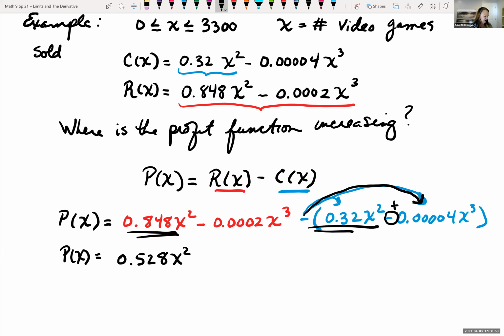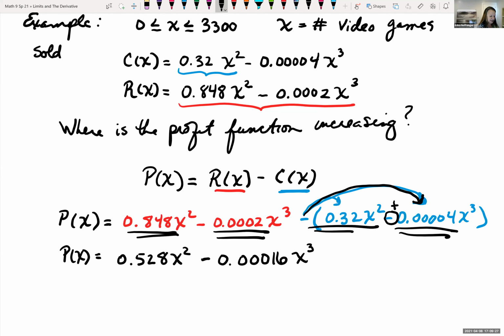I need to take the bigger number. So 0.002 minus, actually, I'm going to do subtraction and keep the negative. So minus 0.0004. This would give me negative, because the bigger number was negative. Opposite signs. So 0.0016x cubed. Okay, so that's just our profit function.